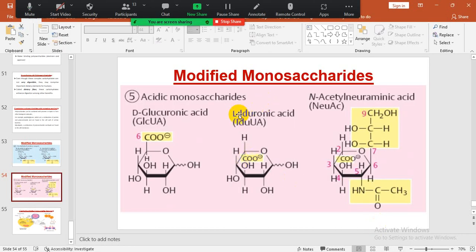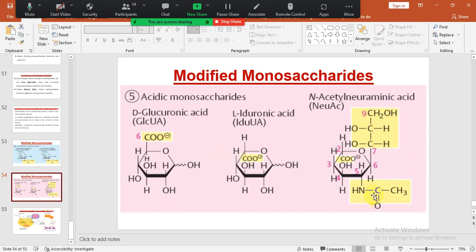So we call this one L-iduronic acid. You can see that the COOH is pointing down on carbon 5. This is carbon 5 and this is carbon 6. So the carbon 6 is part of the COO minus. So we call it D-glucuronic acid. But iduronic acid has 5 carbons, 1, 2, 3, 4, 5, and it has 6 carbons. Just that the COOH is pointing down instead of pointing up here.